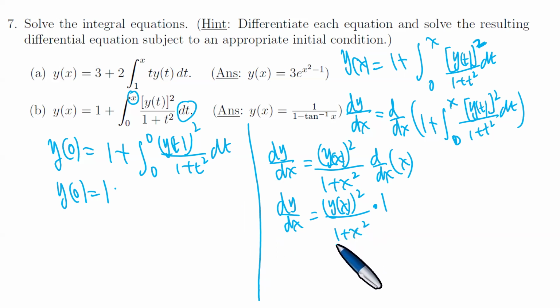Now you need to deal with this one, and you need to be able to solve this one. How do you solve this one? To solve this one, you can just have the dy, and you divide by y squared.